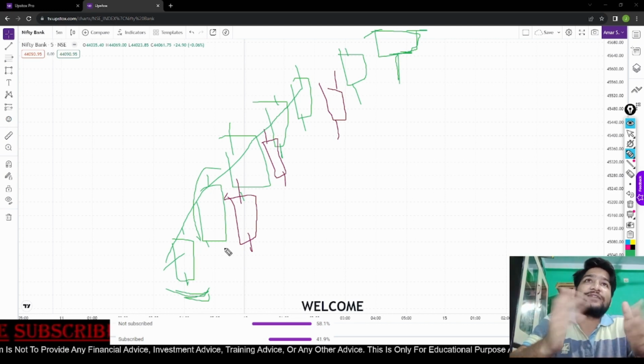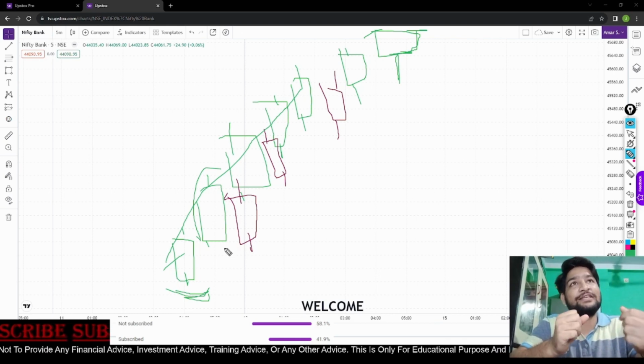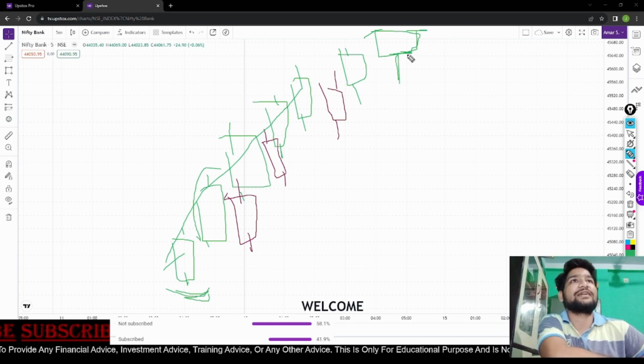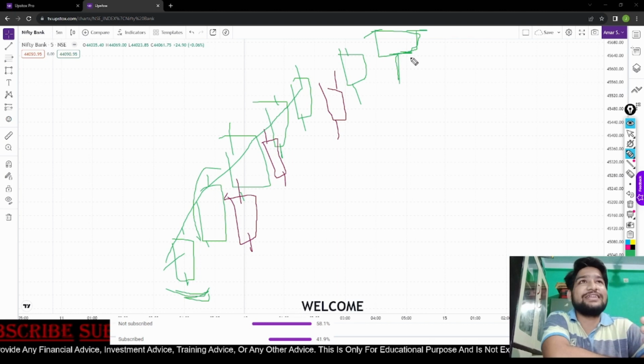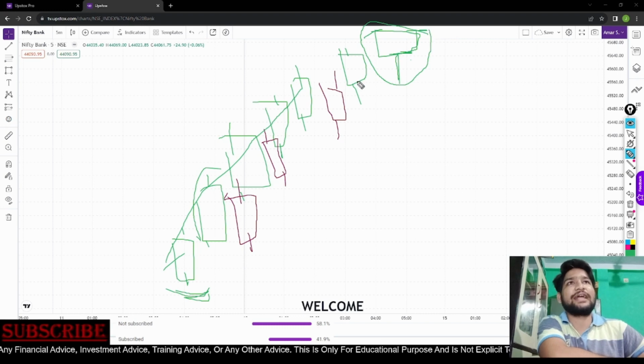So the sellers are less and buyers are more. Buyers think that the market will go up and up and up, so they are ready to buy even at higher prices. But what we can observe here is that fewer buyers are interested in buying at this particular position. The buyers are less interested, right?